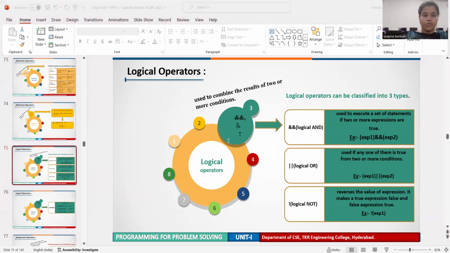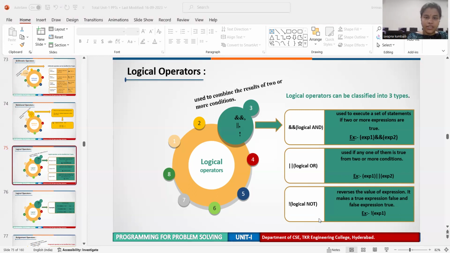So here, the third type of operators, what we are saying is logical operators. How many logical operators are we having? We are having three logical operators. The first one is the logical and operator. And the symbol for logical and is two ampersand symbols.